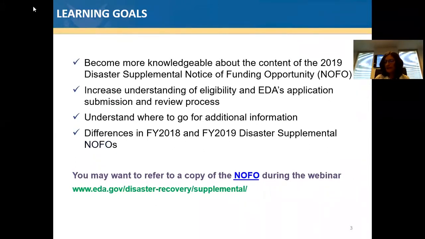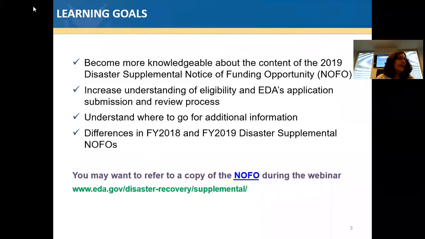So these are our goals for today, and I will say that we have already helped you with the third goal, which was understand where to go for additional information. On the bottom of this slide, you will see the URL that will link you to all of the information that you might need regarding this funding announcement. You could also just go to our homepage, eda.gov. There's a moving carousel of pictures. I think the second picture is about the supplemental. You can just click there, and that will get you to where you need to be.